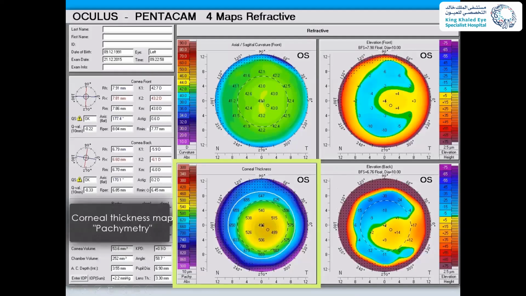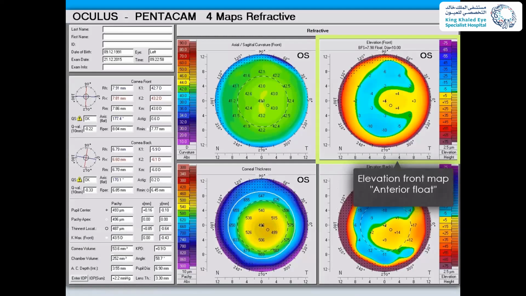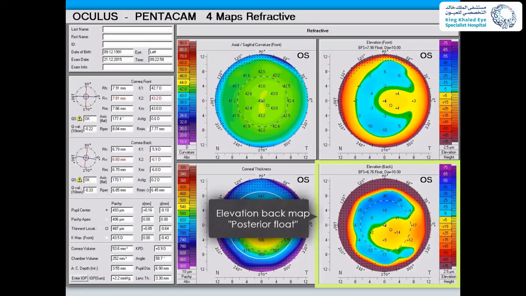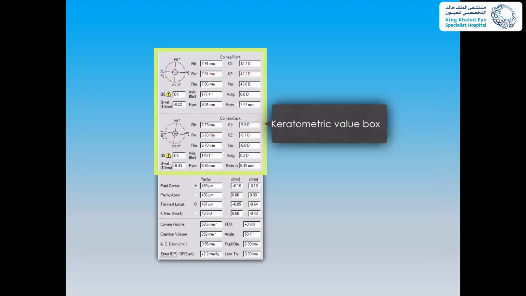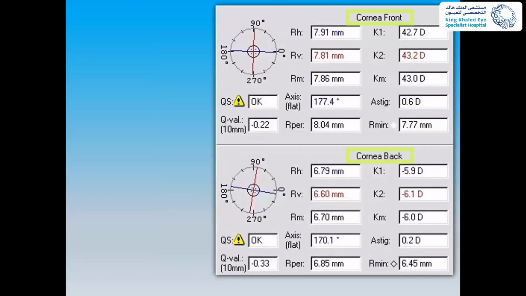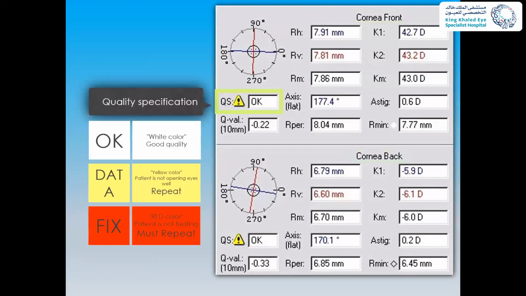Then this is the pachymetry map, which tells you about the thickness. The top right is the front elevation, or anterior float, as we call it, and the bottom right is the back elevation, or posterior float. When it comes to the data, it gives you the front corneal curvature, the back corneal curvature, and the quality and sphericity. The quality, I mean, Pentacam is idiot-proof nowadays. Anything white is normal, anything yellow is suspicious, anything red, do not attempt or repeat.